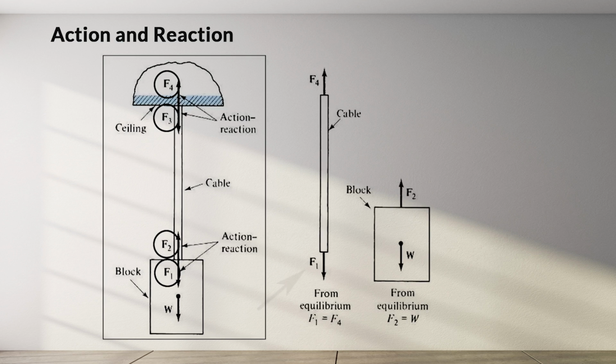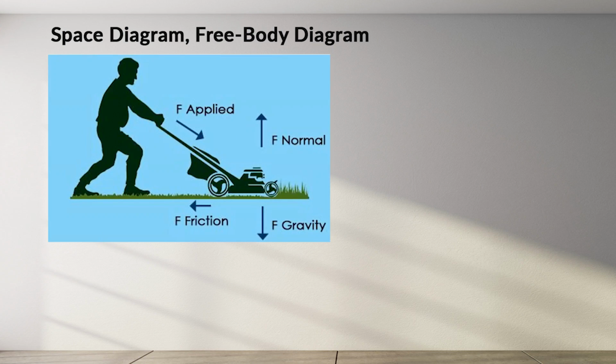As you can see, forces F1 and F4 do not constitute an action-reaction pair because they act on the same body, which is the cable. The same is true for forces F2 and the weight W that act on the block. Both cable and block are in equilibrium, with F4 equaling F1 and F2 equaling W. Thus, F3 equals W. The cable can be thought of as transmitting the weight of the block from the block to the ceiling.